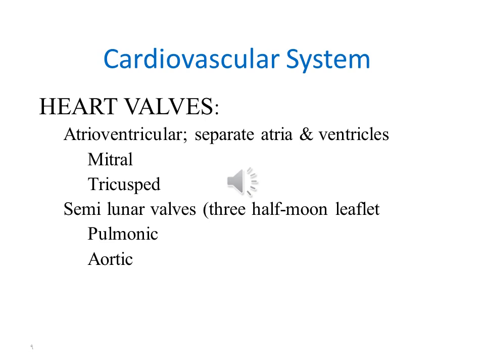Heart valves. There are two types of heart valves: the atrioventricular valves and the semilunar valves. The atrioventricular valves, which separate the atrium and the ventricle, are the mitral and the tricuspid, and the semilunar valves, which are three-leaflet valves, are the pulmonic and the aortic valves. The mitral valve is located between the left atrium and the left ventricle, and the tricuspid valve is located between the right atrium and the right ventricle.